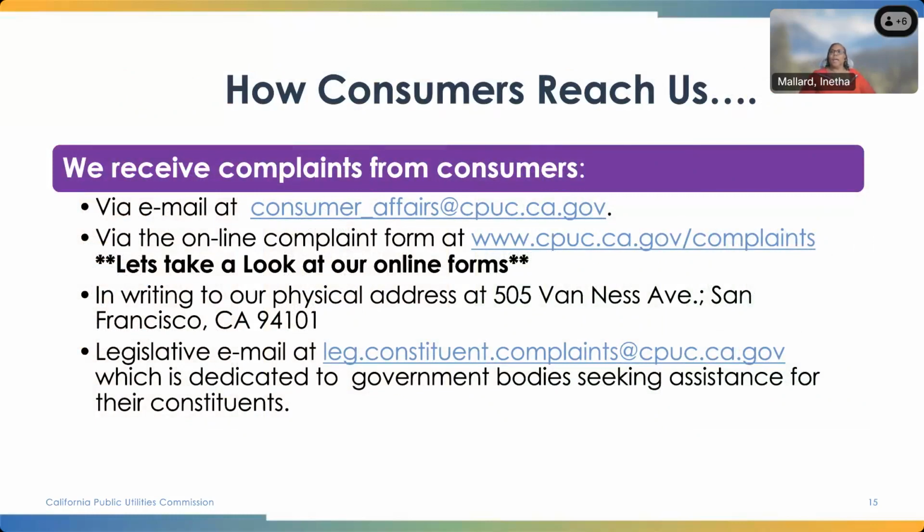When a consumer is ready to file a complaint, we do encourage our consumers to reach out to the utilities first to give them an opportunity to try to resolve their complaints. And when they feel like they've reached, for lack of a better word, a wall, then they can reach out to us via email at consumer_affairs@cpuc.ca.gov, or they can file a complaint online.